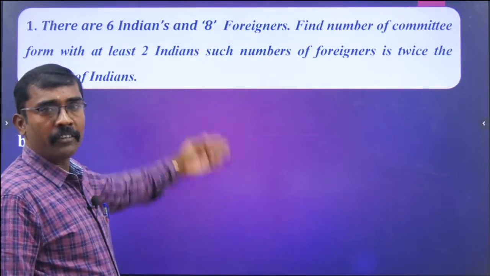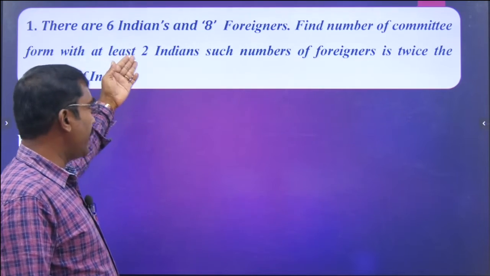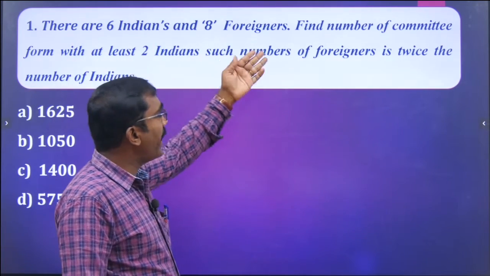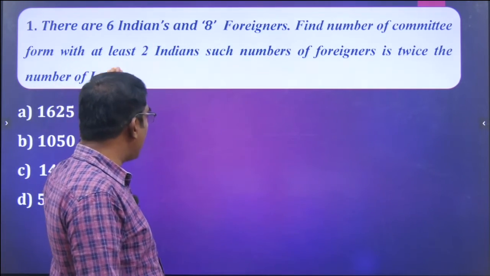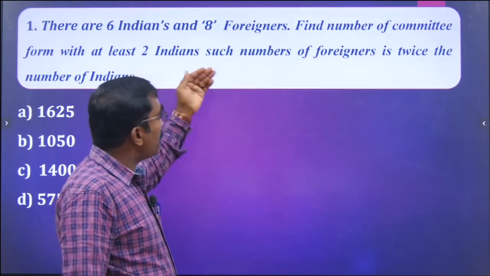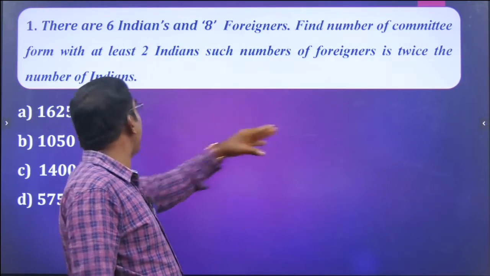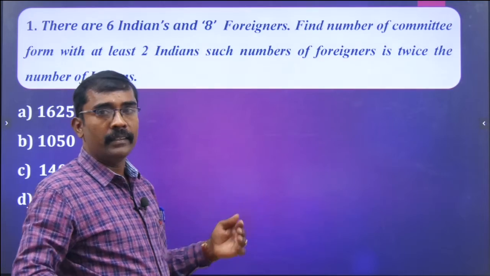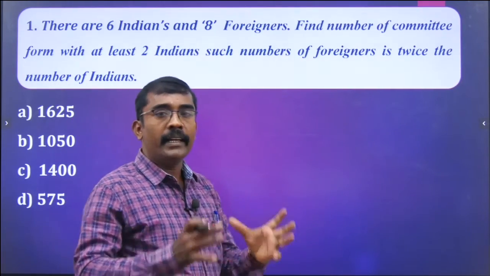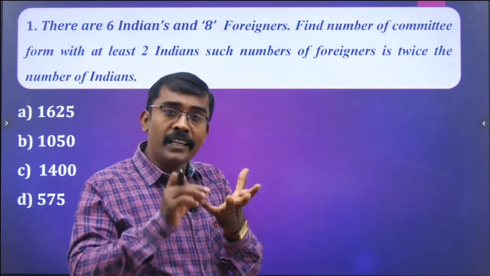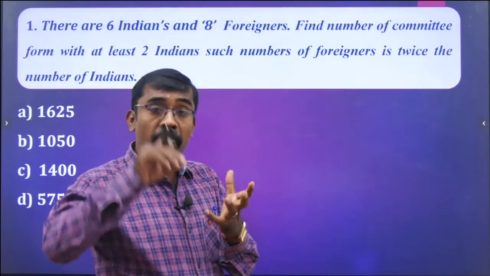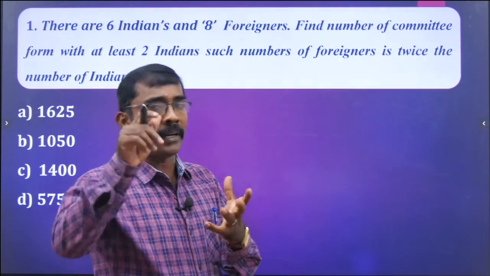Read the question carefully. There are 6 Indians and 8 foreigners. Find the number of committees formed with at least 2 Indians, such that the number of foreigners is twice the number of Indians. We have to form a committee that consists of at least 2 Indians, and the number of foreigners is twice the number of Indians.